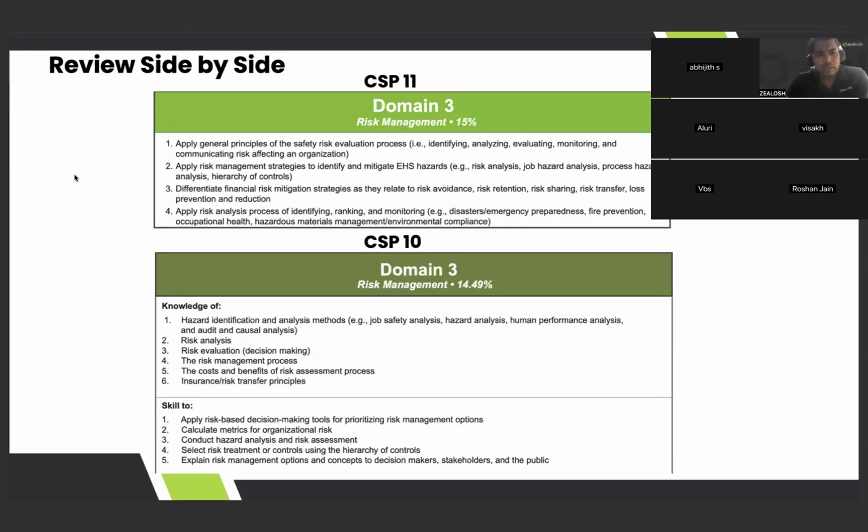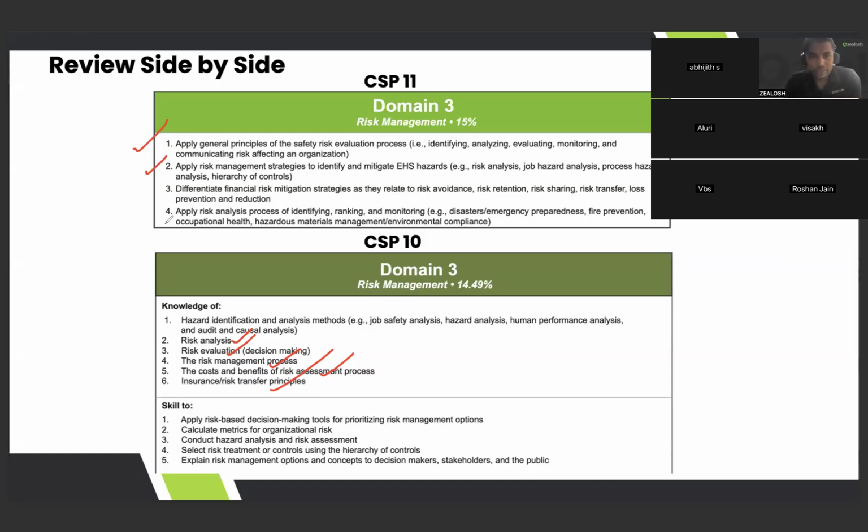You see here, previous risk management: hazard identification and analysis methods, job safety analysis, hazard analysis, human performance analysis, audit and causal analysis, risk analysis, risk evaluation, risk management, risk assessment, risk transfer. So all these definitions and applications you are required to study there. You see here, apply general principles of the safety risk evaluation process: identify, analyze, evaluate, monitor, and communicate the risk, how it is being done. How to manage the risk, things coming under risk management, risk analysis, those types of things.